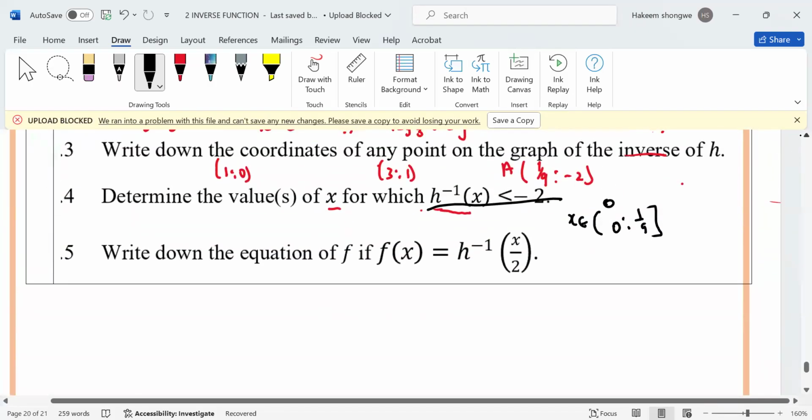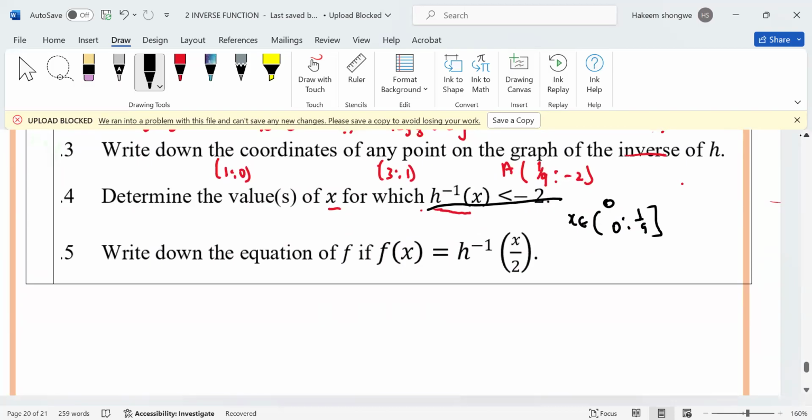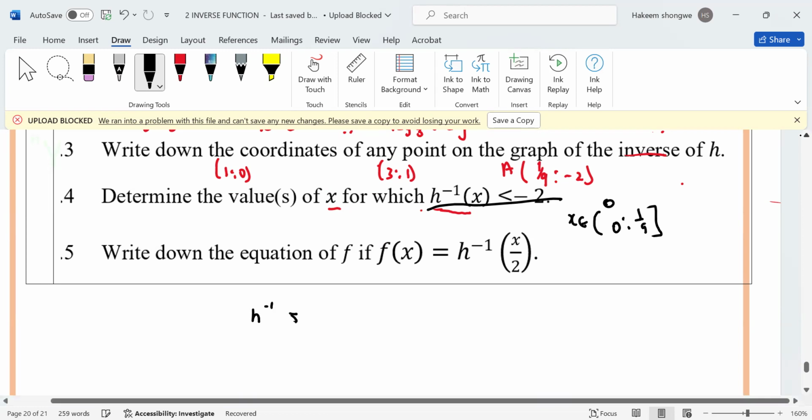All right, let's go to the last one. Write down the equation of f. If f of x is h inverse, so we are going to get h inverse. Let's start with h inverse. H inverse is equal to log base 3 of x. Now, what does this mean? It means that x is x all over 2.